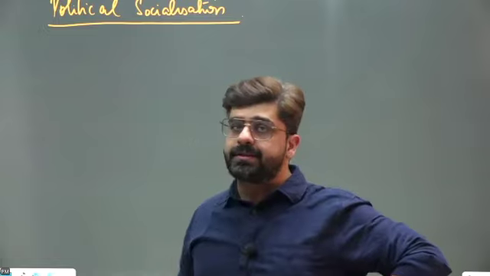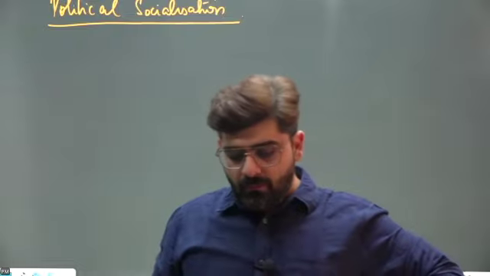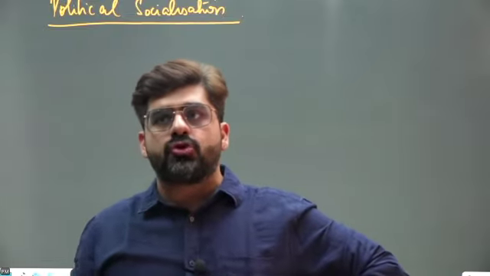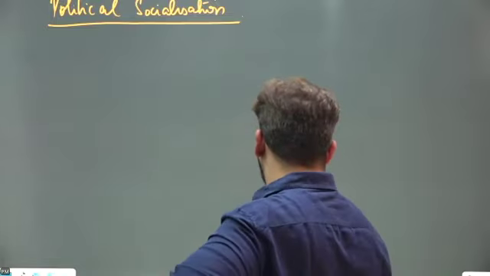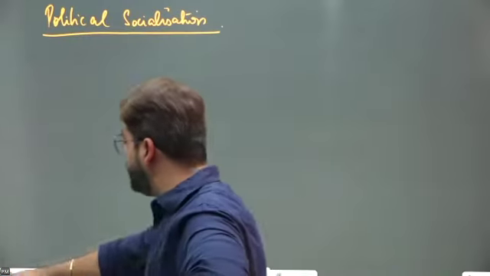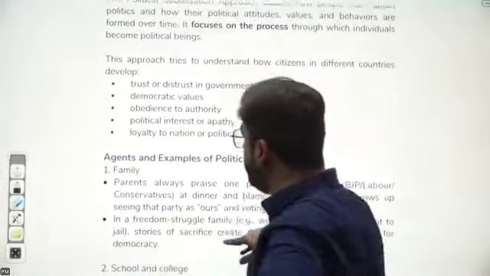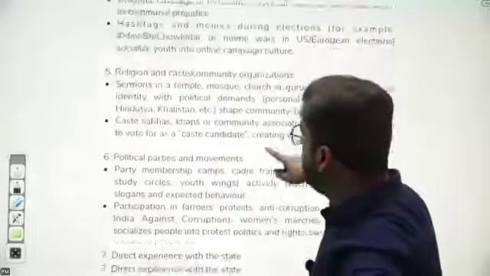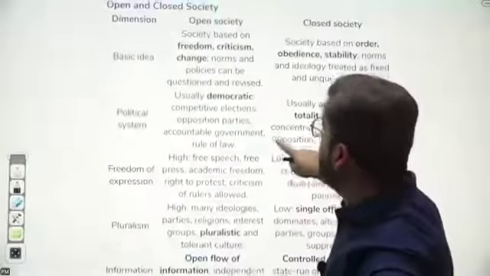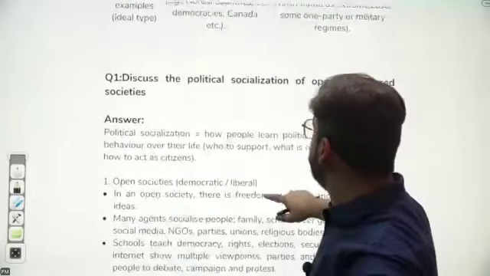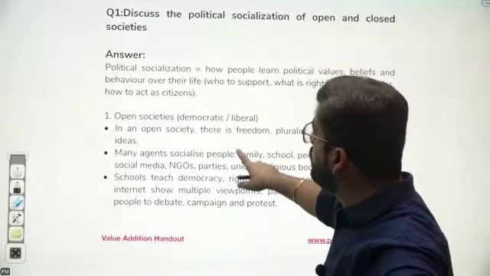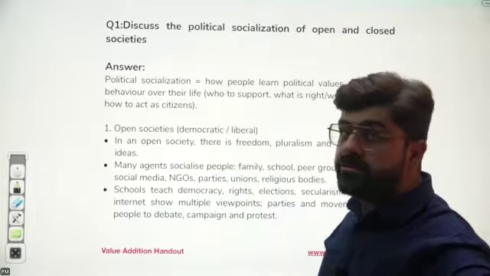There was a question this time in paper 2, whereby they asked about the political socialization of open and closed societies. I have included it in your value addition handout, and the third draft is also ready, which I'll upload. There was a question on this open and closed society. Yes, I have included this PYQ of 2025.